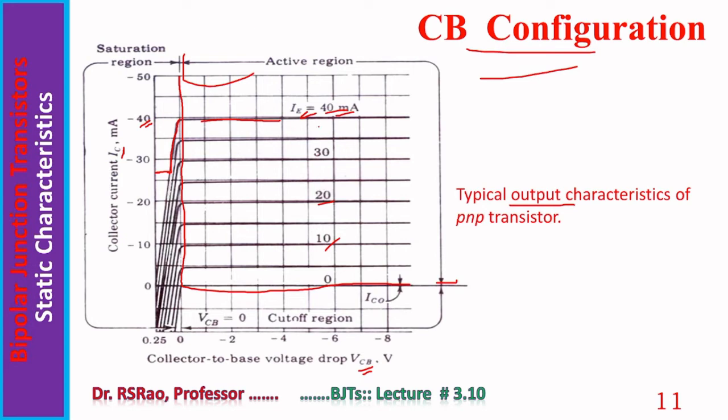Third aspect is total operational region is divided into three parts. Active region, left side you can find saturation region, at the bottom we have cutoff region. Active region means emitter junction under forward bias, collector junction under reverse bias. Saturation means both junctions under forward bias. Cutoff region means both junctions under reverse bias.